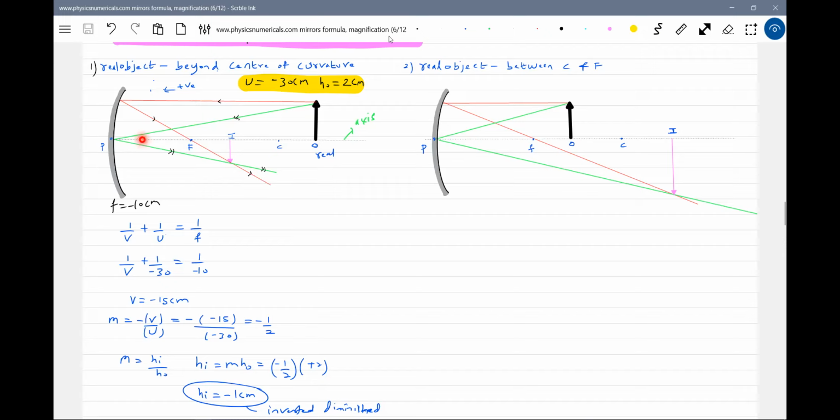Then I'll send another ray, which is incident at the pole. It should get reflected symmetrically. Angle of incidence should equal angle of reflection. Here also, the law of reflection is all good. So the ray will get reflected symmetrically. The reflected ray will intersect the red color ray. Where these two reflected rays intersect, there should be the position of the image. So I'll draw a vertical line. This will be the image; the extended image will be formed here.